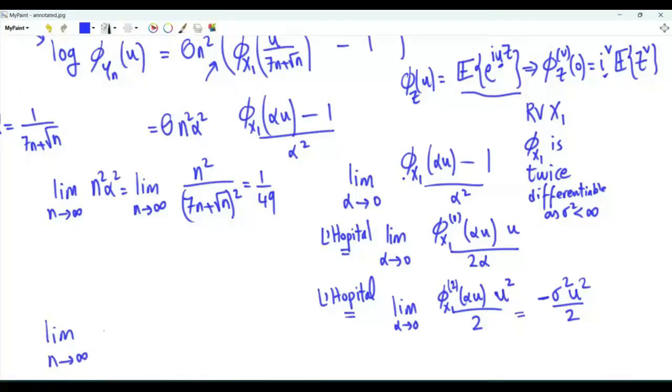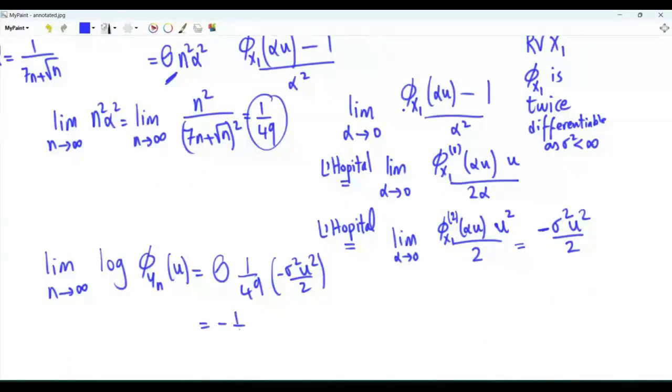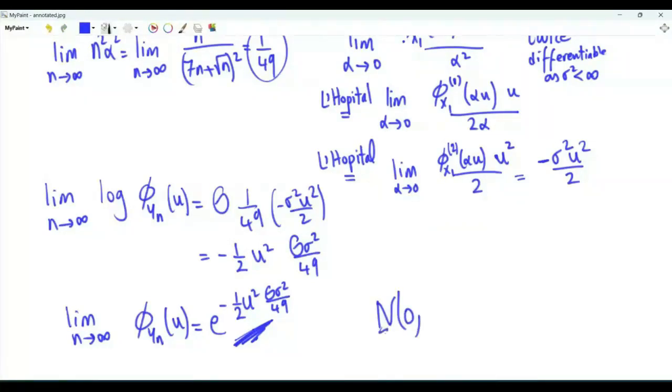The limit as n tends to infinity of the log characteristic function of the random variable Yn is equal to theta times 1 over 49 times minus sigma squared u squared over 2. This is equal to minus 1/2 u squared theta sigma squared over 49. The limit as n tends to infinity of the characteristic function is equal to e to the minus 1/2 u squared theta sigma squared over 49. The limit here is a continuous function at u equals 0. So by Lévy's continuity theorem, we do have convergence in distribution to the distribution of the random variable with this characteristic function. This characteristic function is that of a zero mean Gaussian random variable with variance theta sigma squared over 49.